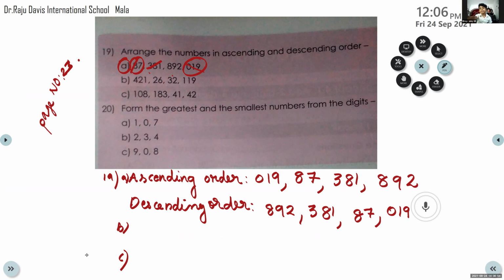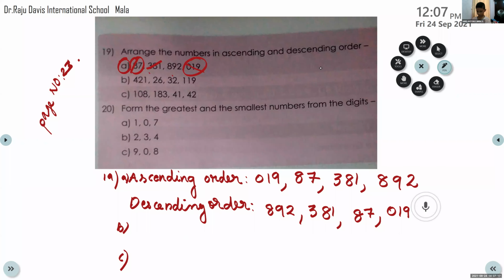So, dear children, let us discuss the answer. Ma'am, I don't have place. Sorry? I don't have place. If you don't have space, please take your notebook and copy down the answer.